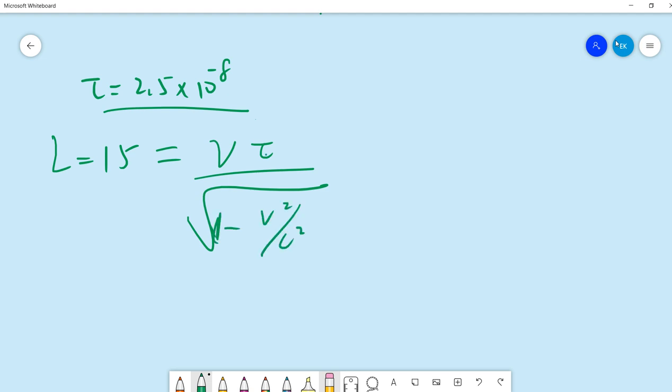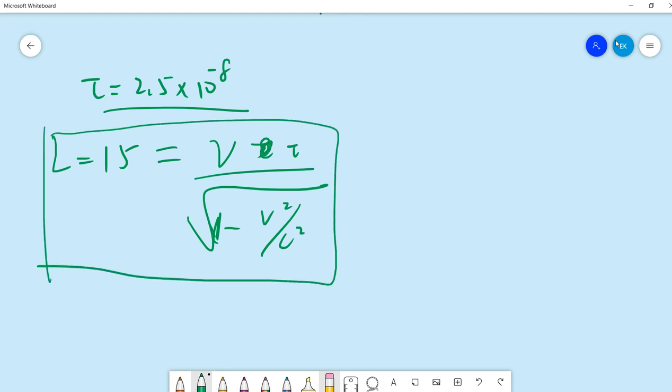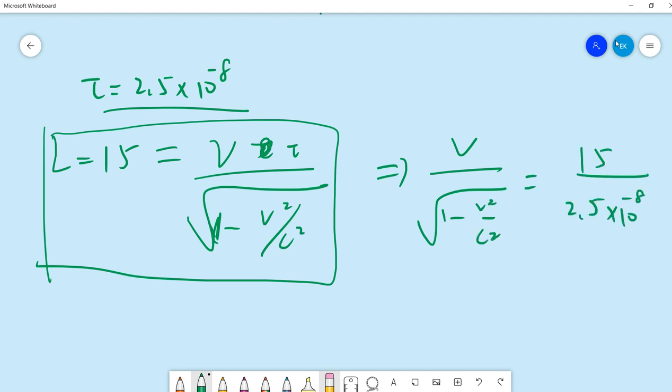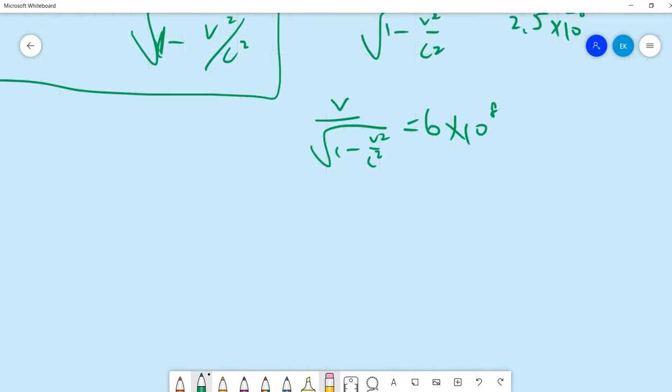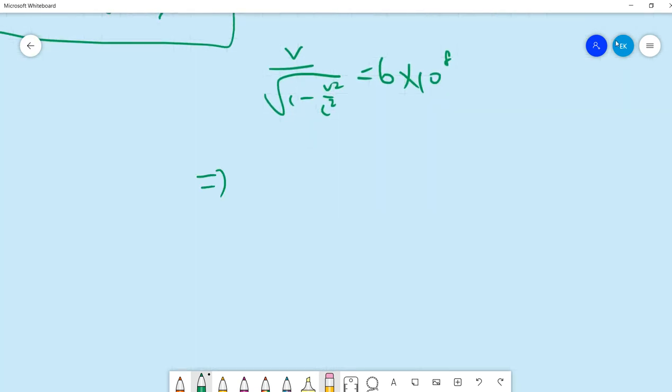Right, this is velocity. Velocity times the time, and this is the time dilation. So basically, you can use this to solve v because you know the tau. Okay, so we have v over this. This is 15 over 2.5 times 10 to the negative 8. So this is 6 times 10 to the 8. So we have v squared, c squared, c squared minus v squared.